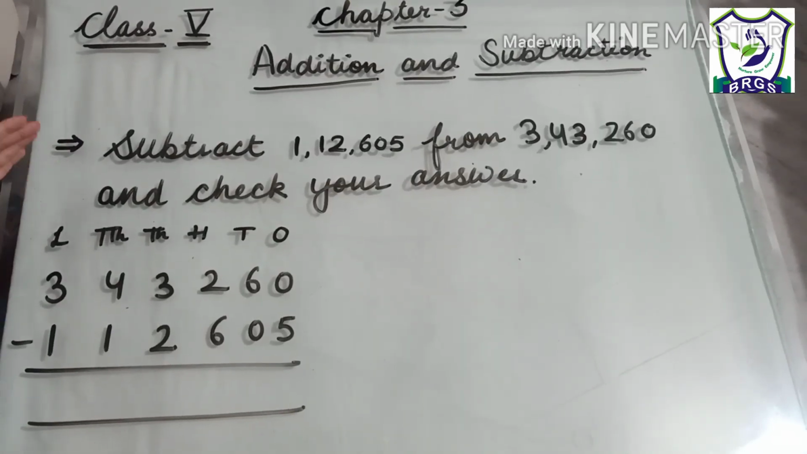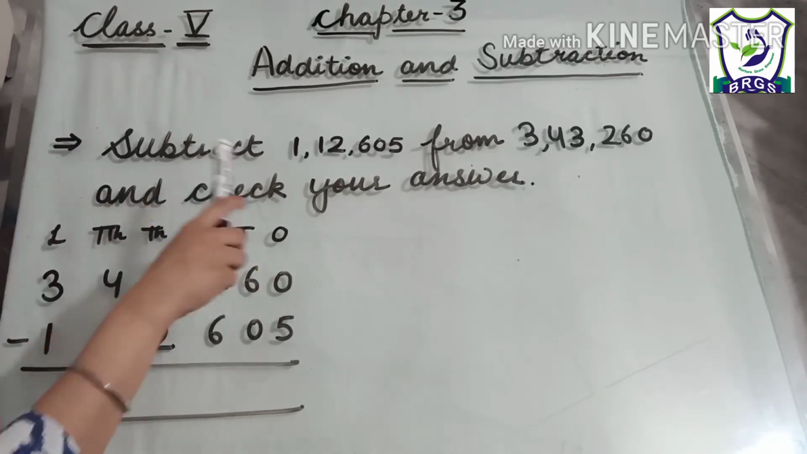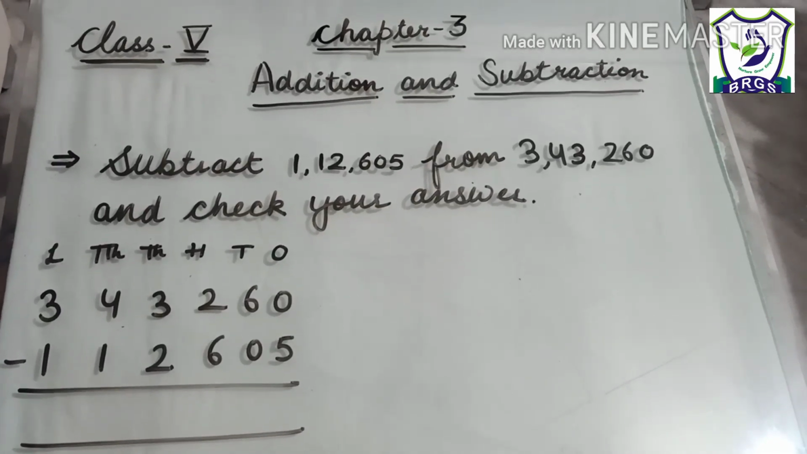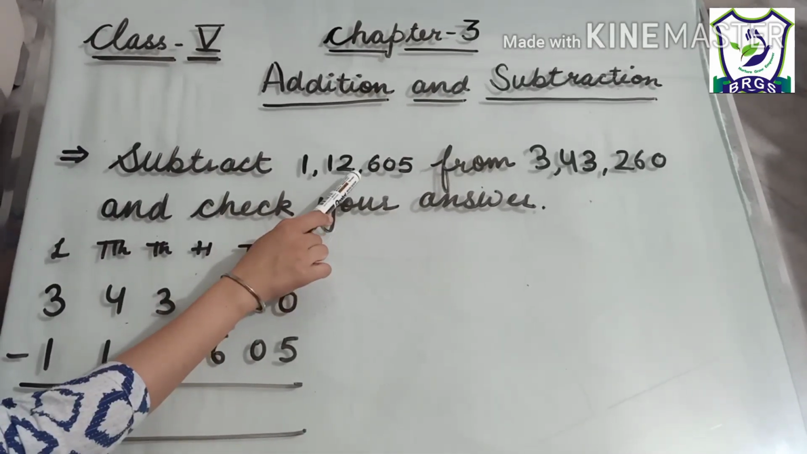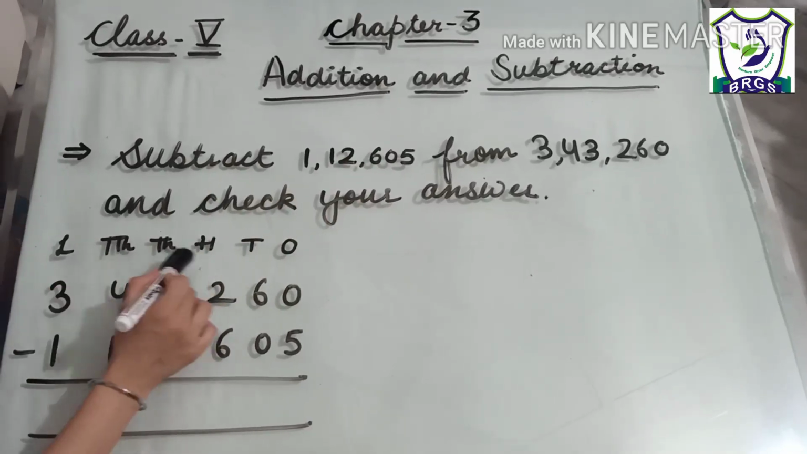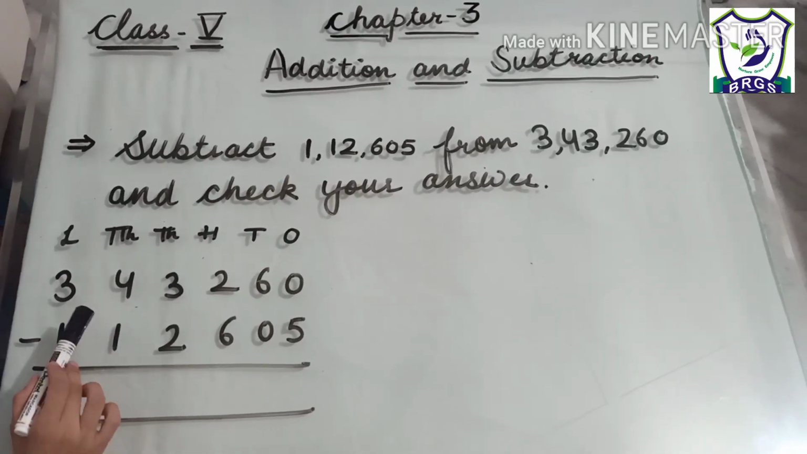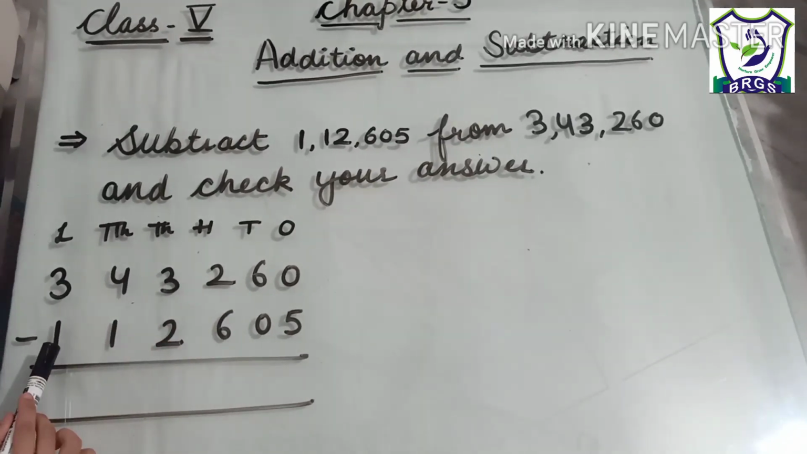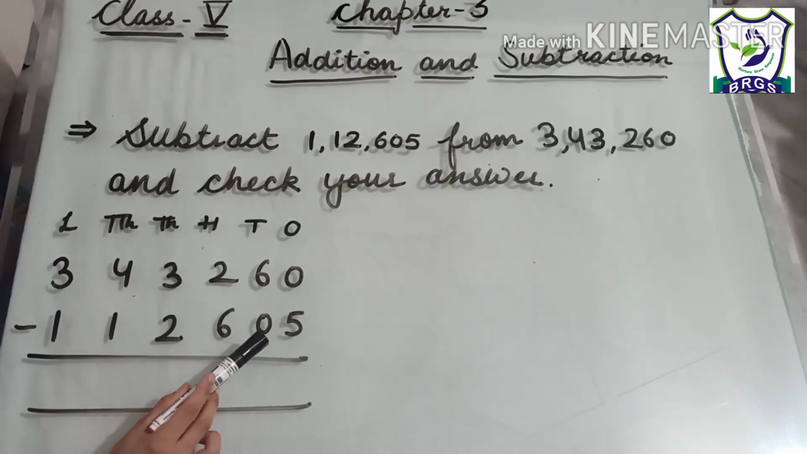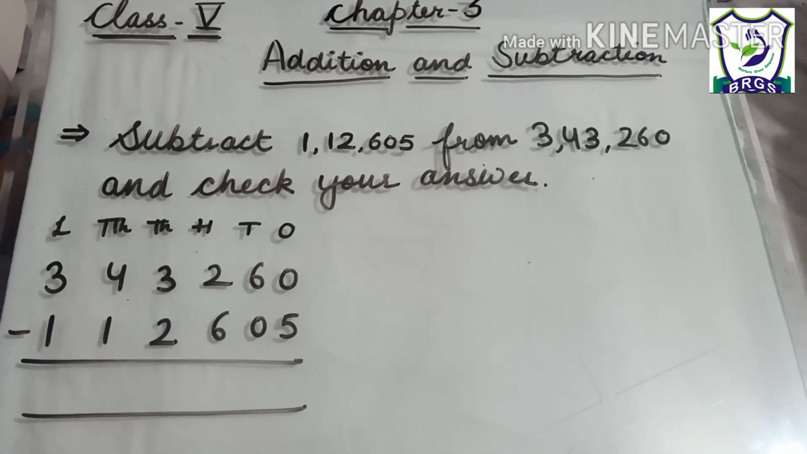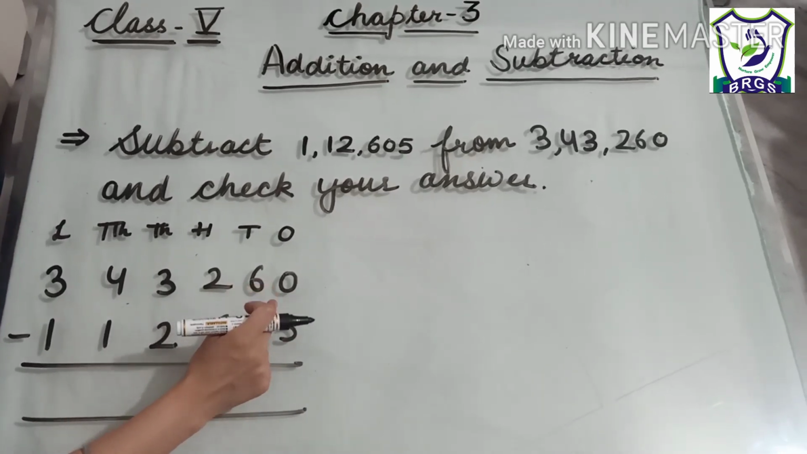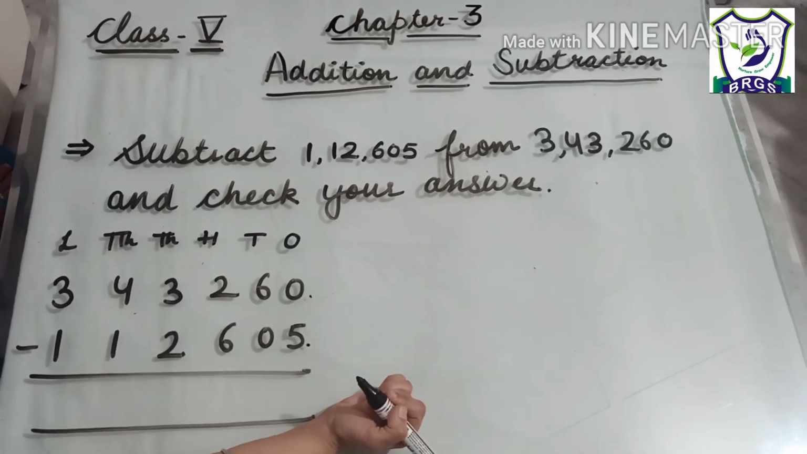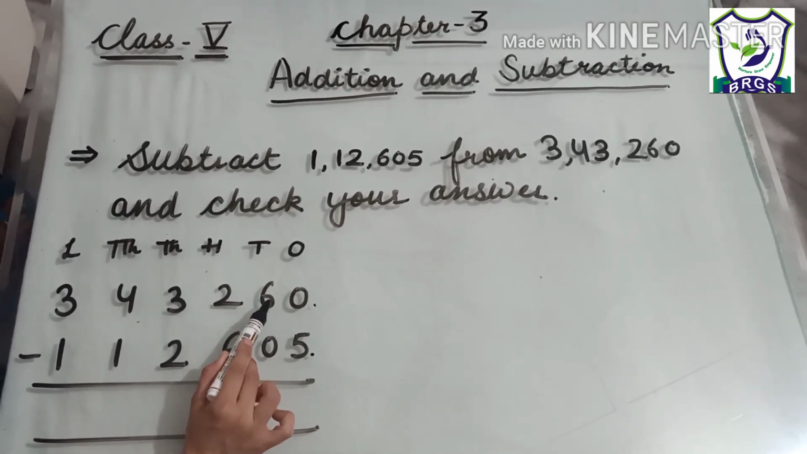This is the type you will get in your activity number 3: subtract this number from that number and check your answer also. Students, I have already told you we always subtract the smaller number from the greater number, so I have arranged it that way. We know that this is the largest number, 3,43,260, and 1,12,605. So students, first we continue our first step, subtract the ones. Here it is 0 and here it is 5. We cannot subtract 5 from 0. So what do we do? We will borrow one carry from the tens place.